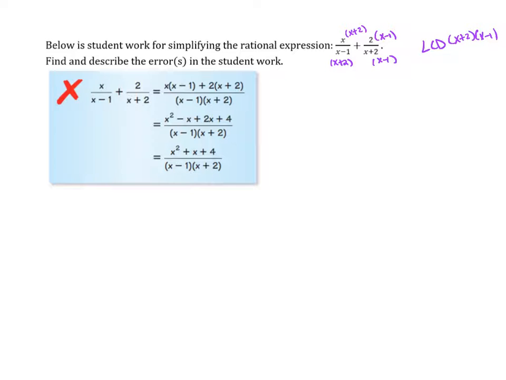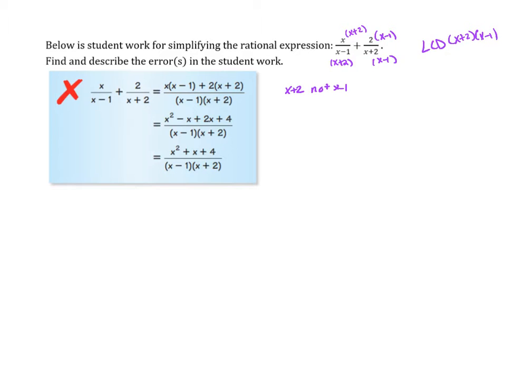After this first step, I look at their work, and I notice that they have x times x minus 1 and 2 times x plus 2, which means that they didn't get the common denominator correctly. So when you're explaining, you would say that they didn't find the common denominator correctly, the first fraction should have been multiplied by x plus 2, not x minus 1, and then the opposite with the second fraction, things like that.